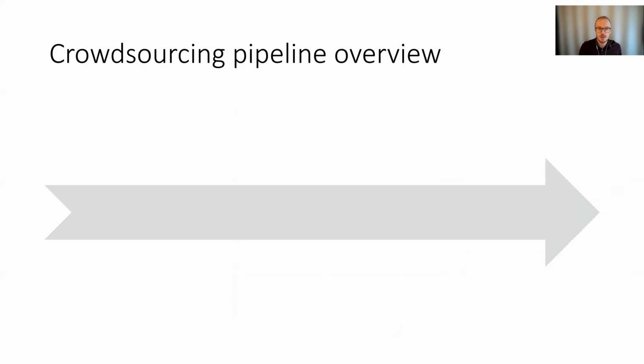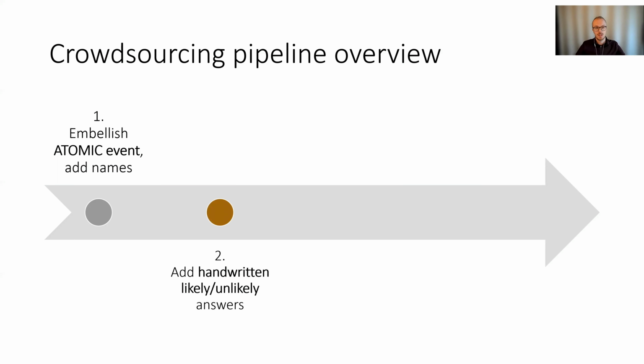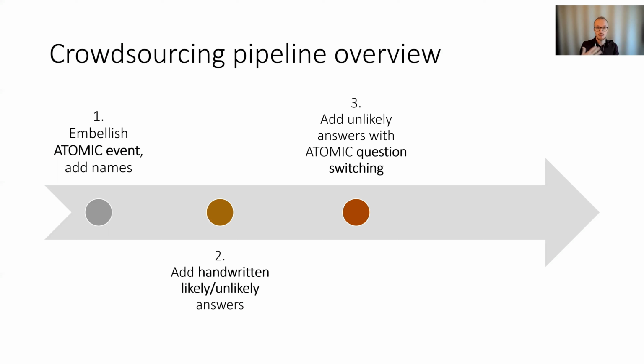And so just briefly, an overview of the crowdsourcing pipeline that we used. We're first going to take ATOMIC events and embellish them, add names to them. Then we're going to take the events and questions and ask crowd workers to write some handwritten likely and unlikely answers. Then we're going to add some unlikely answers using our ATOMIC-based question switching technique. And then finally, we're going to human validate our questions and filter out the easiest ones.